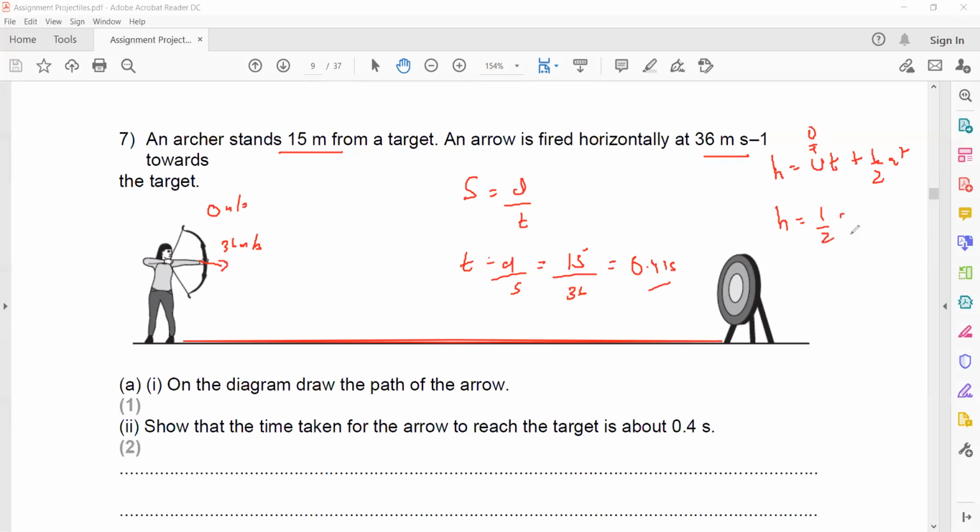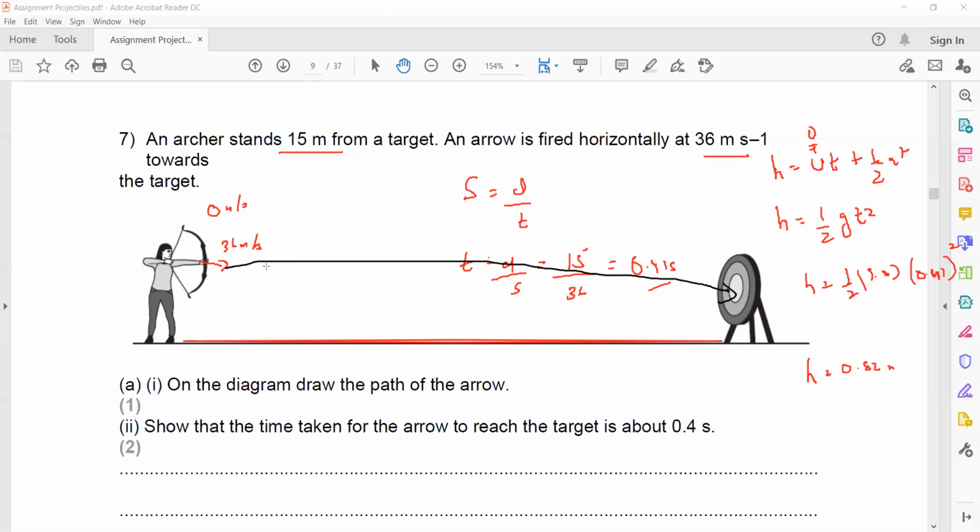So this will be half, acceleration due to gravity, and t square. So h is equal to 1 by 2, gravity is 9.8, and time square, which is 0.41 square. So 0.41 square multiplied by 9.8 divided by 2 gives 0.82 meters. This is the height which is covered by this arrow when it hits the target.